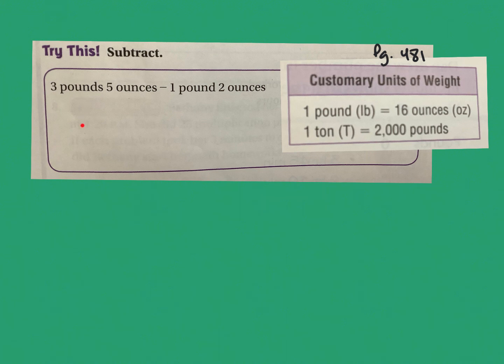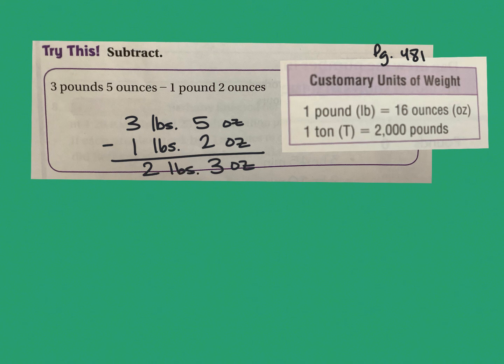I liked how before they had them lined up pounds above pounds and ounces above ounces. So I'm going to do that. I have 3 pounds. LBS is the abbreviation for pounds, by the way, so I'm going to abbreviate that. And 5 OZ is the abbreviation for ounces. And I'm subtracting from it 1 pound and 2 ounces. I start by subtracting my ounces, and there's enough to do that. 5 ounces minus 2 ounces is 3 ounces. And then I do my pounds. 3 pounds minus 1 pound is 2 pounds. So my answer is 2 pounds, 3 ounces.